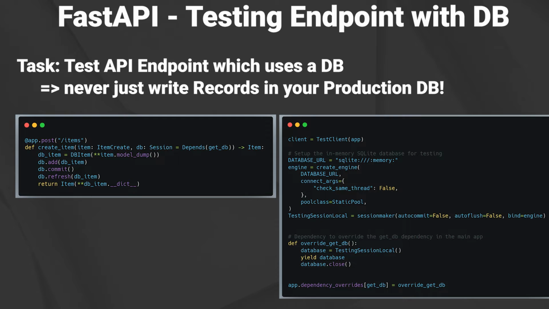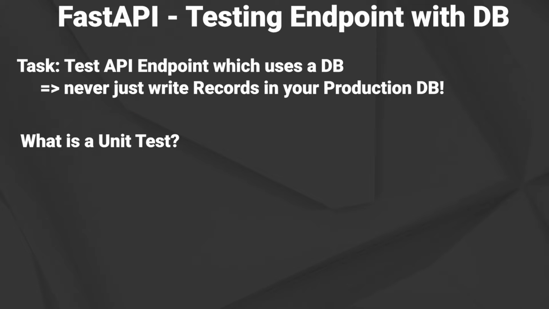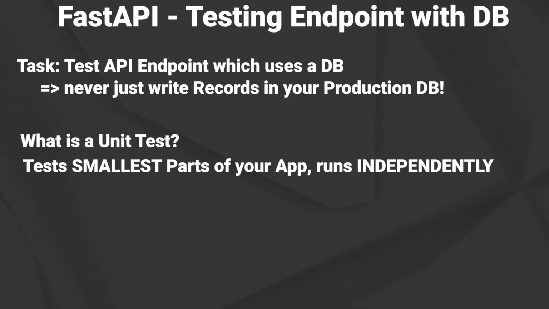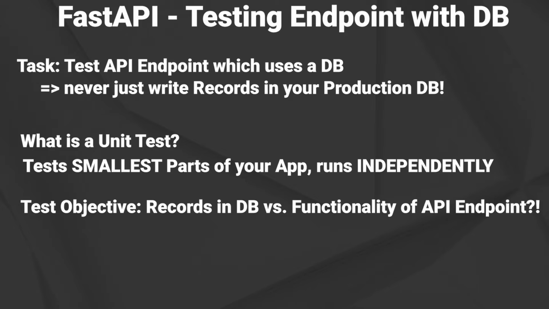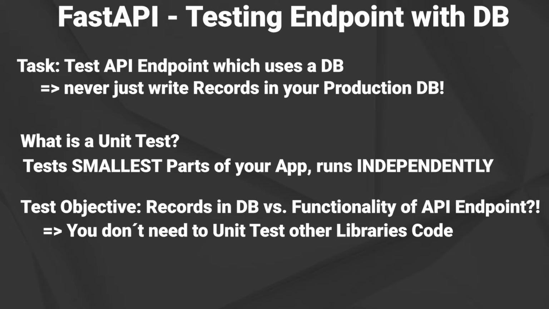So maybe let's first start with the definition of a unit test. With a unit test, you test the smallest part of an application, like a function or, in this case, an API endpoint. Unit tests should run independently from each other. So what's the issue with this setup? Do you want to test whether the records in a database are correct, or do you want to test the logic of the endpoint? Probably the latter. The SQLAlchemy code is already tested. You only want to test code which you wrote yourself.